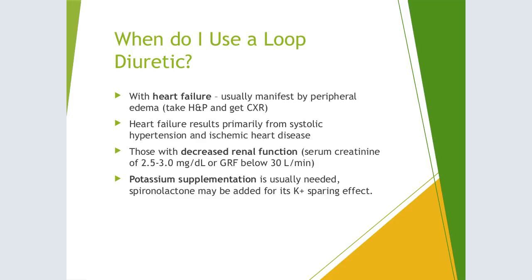Those with decreased renal function, so a creatinine of 2.5 to 3 or a GFR less than 30, which is going to be stage 4 chronic kidney disease, you have to be careful with the loop diuretic. A potassium supplement is typically needed. You could use spironolactone for its potassium sparing effect.